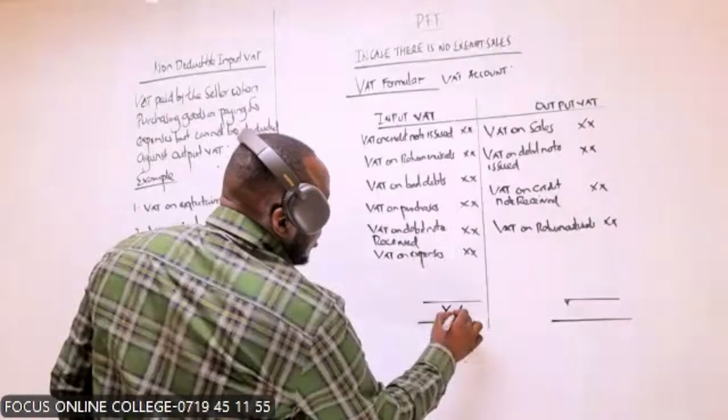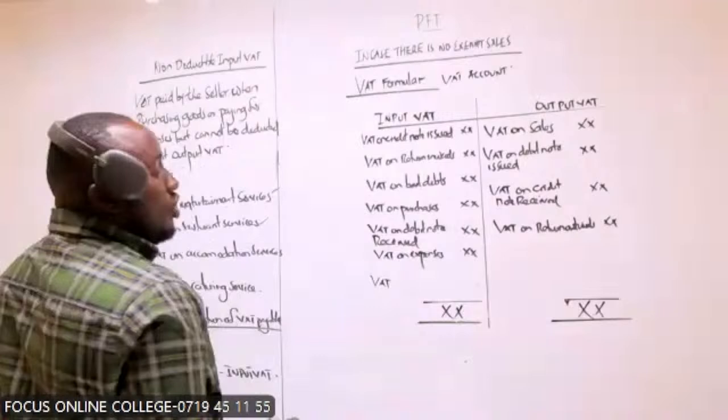So the first scenario, look up. If this side, that is the output VAT, is more than the input VAT, we have the VAT payable as the balancing figure. The second scenario, if the input VAT is more than output, then on the other side we have VAT refundable.